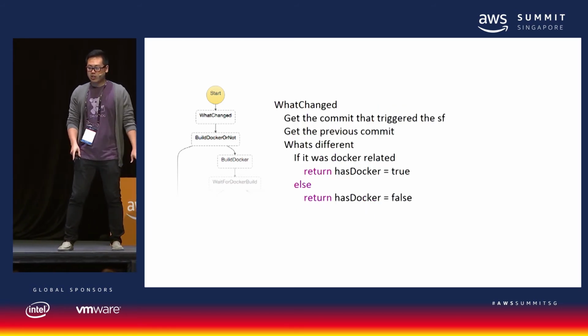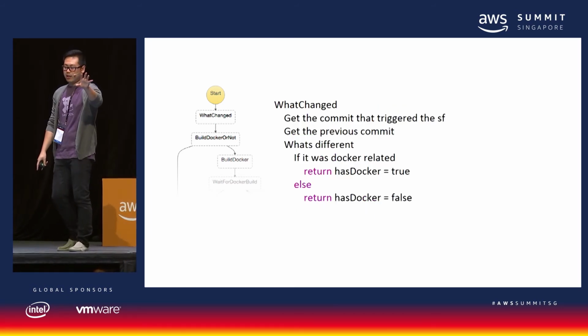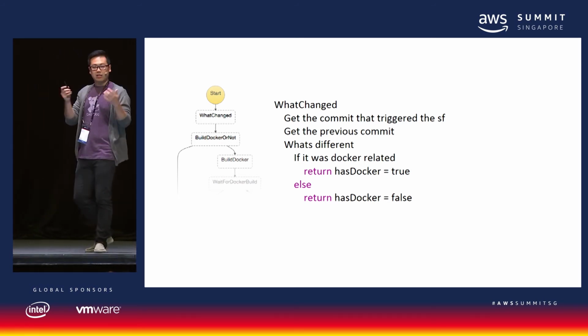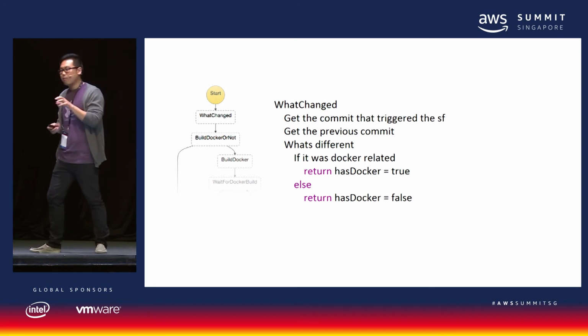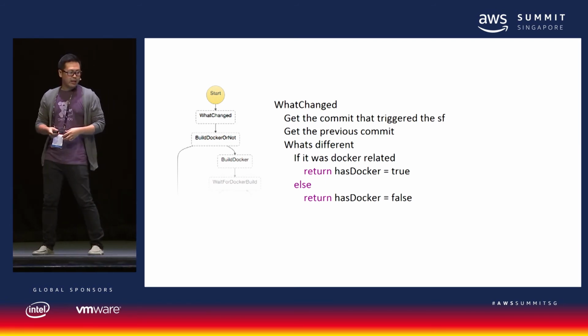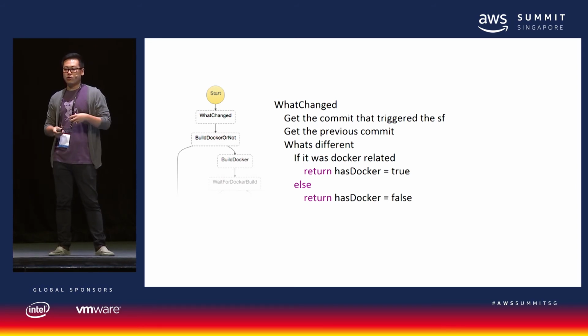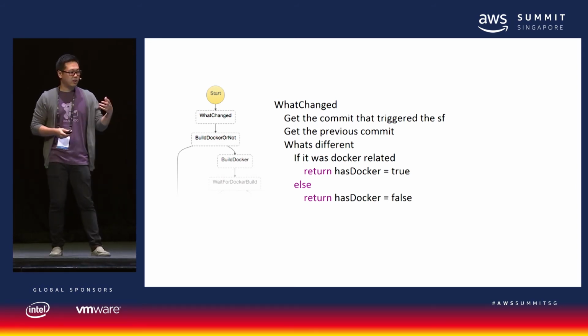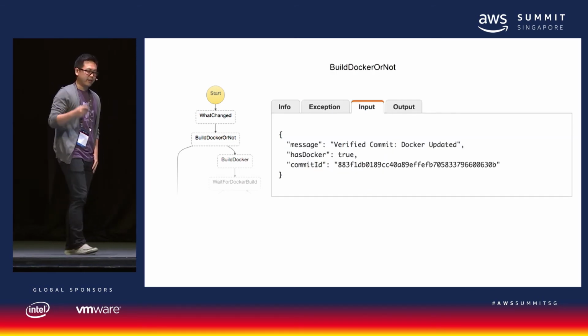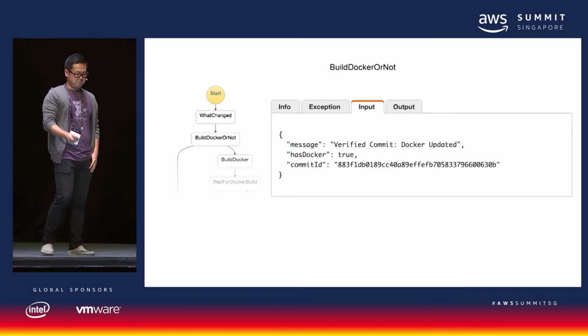So what changed is going to get this commit that triggered the step function. It's going to get the previous commit. It's going to see what the difference is, and then it's going to output a variable called hasDocker. And if it's Docker related, it's going to return hasDocker true. If it's not, it's going to return hasDocker false. Which brings us to build Docker or not. Which, yep, sounds like a choice.